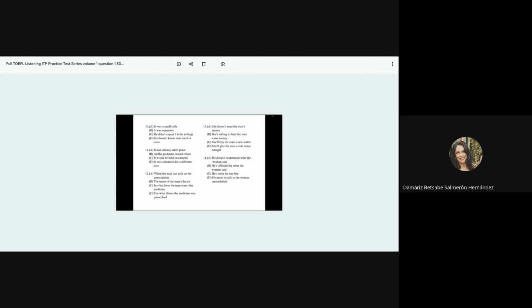Number 12. I need this prescription filled as soon as possible. Do you want that in tablet or liquid? What does the woman ask?